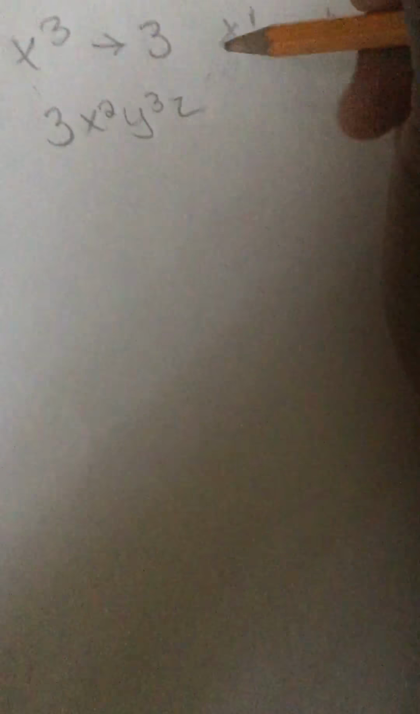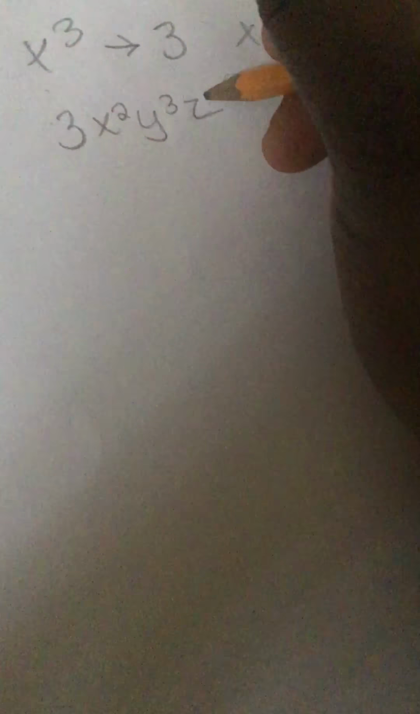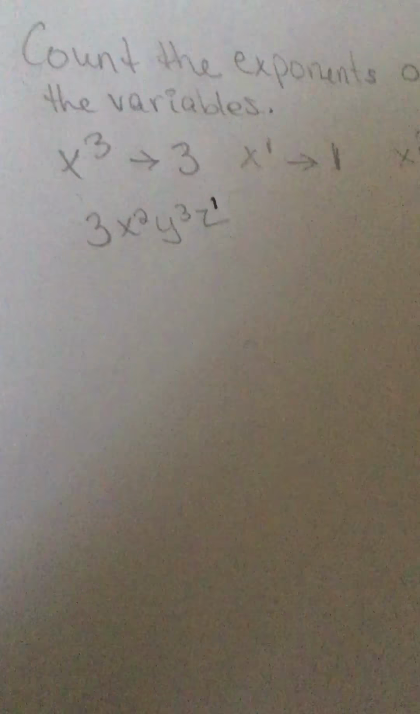So let's say we had 3 x to the second, y to the third, and z. Well, the first thing I need to do for that problem is I need to remember that z has an imaginary 1. I'm going to change the color. So z has an imaginary 1. So I'm going to add all of them together. So 2 plus 3 plus 1 is 6. So the degree is 6.